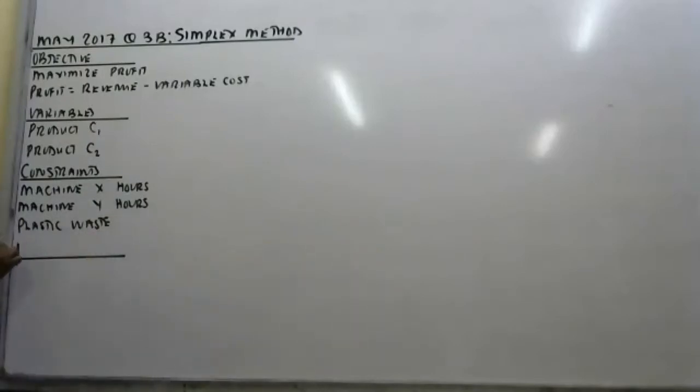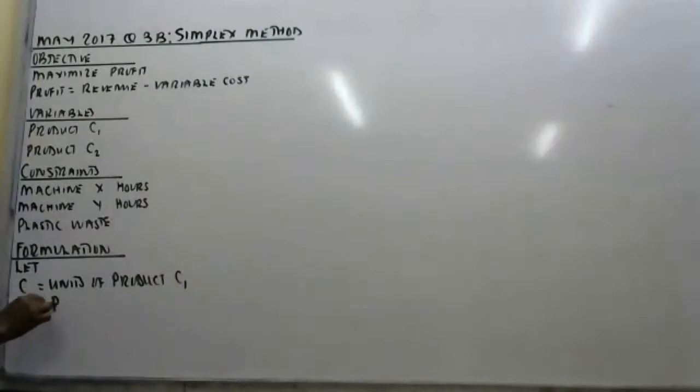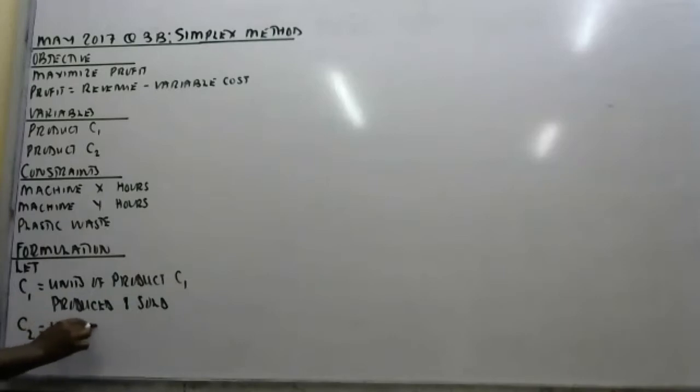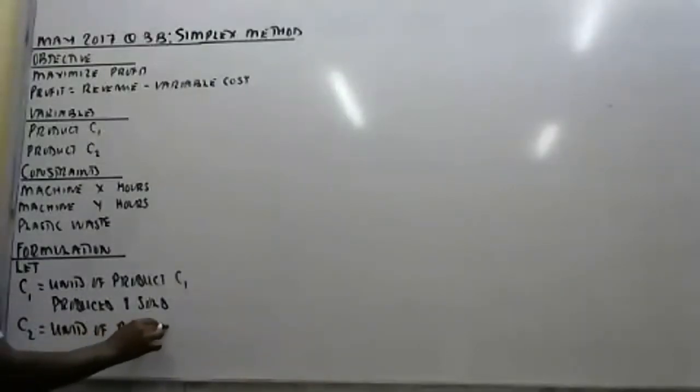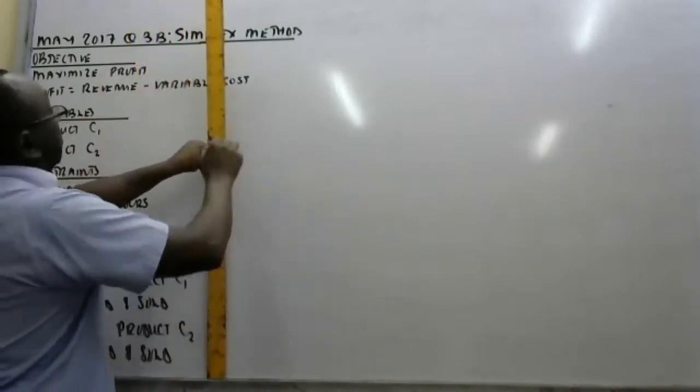The next thing is formulation. You say let C1 be units of product C1 produced and sold. C2 be units of product C2 produced and sold.